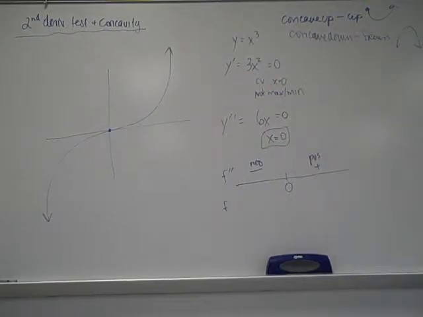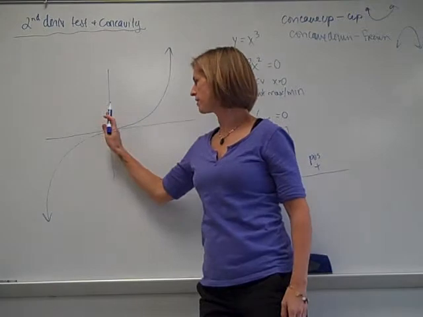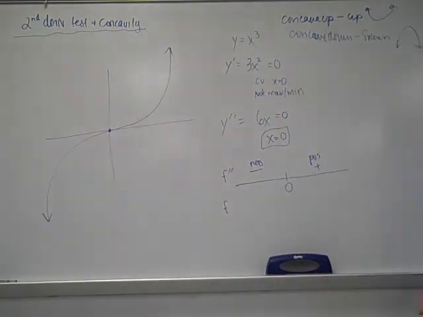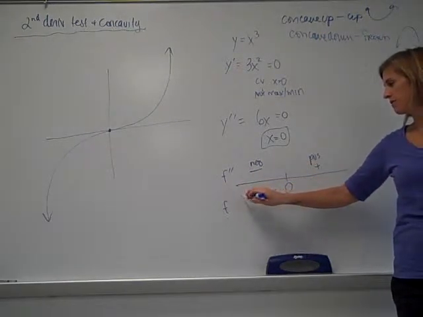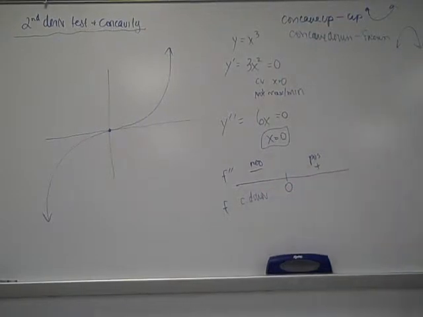Well then, how does that relate to the graph? If the second derivative is negative, well, we already said when x is less than 0, what's the deal with this graph as far as concavity goes? Down. It's always concave down. So if the second derivative is negative, the function is going to be concave down. And conversely, if the second derivative is positive, the function is going to be concave up.